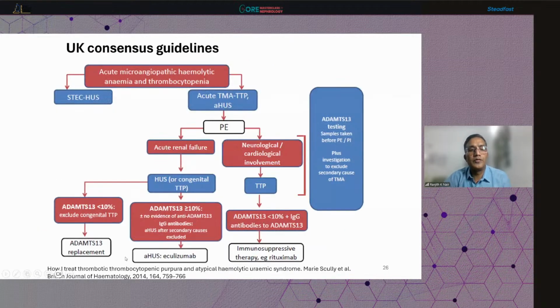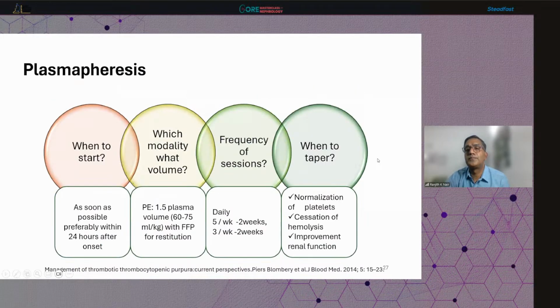The UK consensus, of course, it's from the British Journal of Haematology. When you have an acute microangiopathic hemolytic anemia and thrombocytopenia, if it is STEC-associated HUS, treatment is very specific. If it is acute TMA, TTP, or acute atypical HUS, acute renal failure, ADAMTS13 is low, replace ADAMTS13. If it is elevated, atypical HUS, eculizumab, and if it's TTP, immunosuppressive therapy. And of course, as I mentioned, samples have to be taken for ADAMTS13 before a plasma exchange.